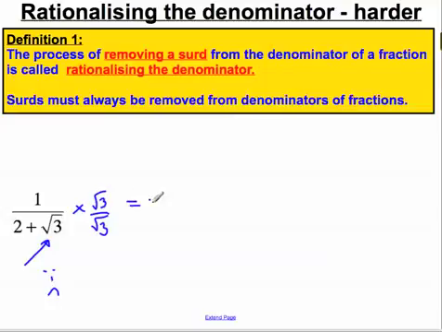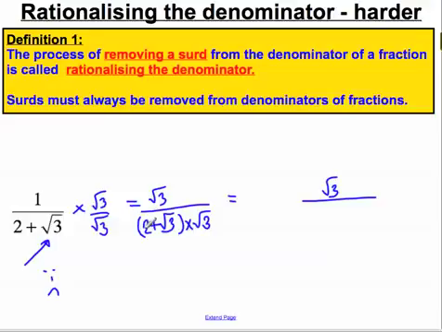1 times root 3 is root 3, and we would have on the bottom 2 plus root 3, all of that times root 3. Well, on the top, the root 3 stays. Open up the brackets, or expand the brackets. 2 times root 3 is 2 root 3. Root 3 times root 3 is root 9, or 3, so add 3. Unfortunately, the root 3, the square root of 3, is still on the bottom, and the mathematician remains unhappy.